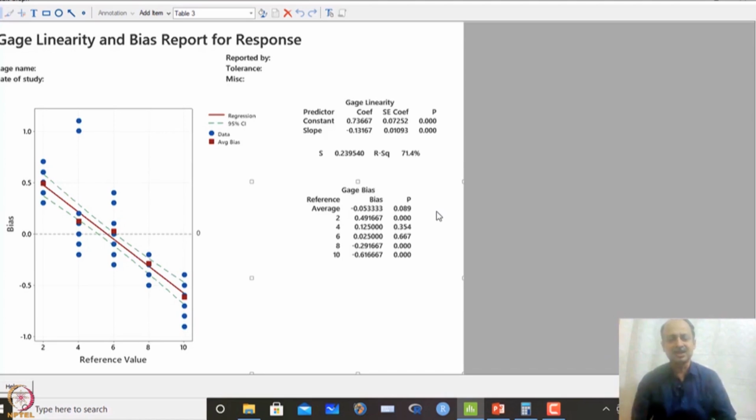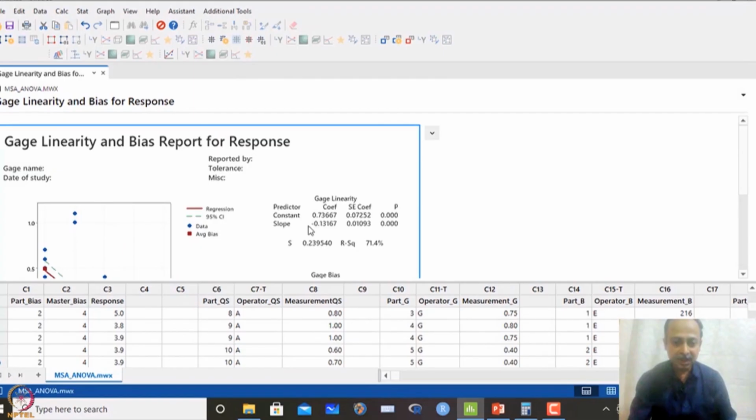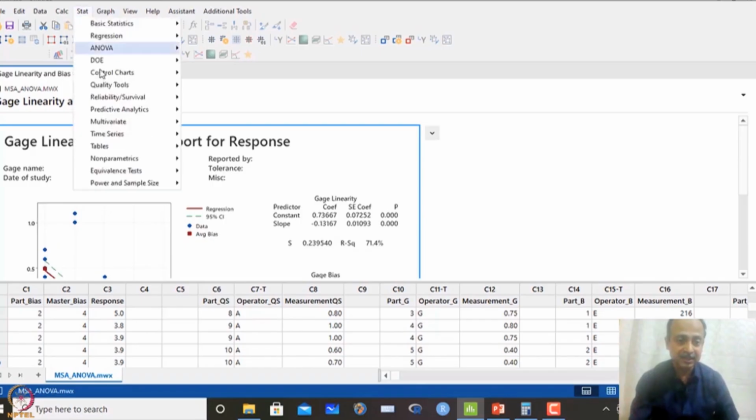Whenever there is a bias, when the bias is changing in the operating range, we need to correct that, and the slope should not be significant. That is the overall interpretation that we can make out of this. Okay. Now, sometimes what happens is that they also calculate a linearity index.